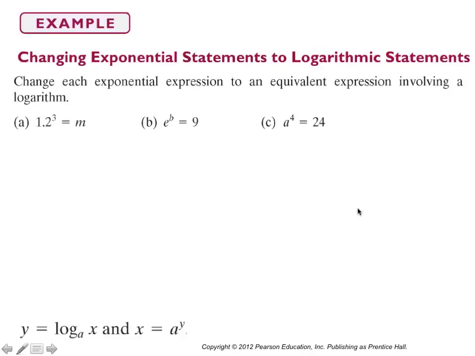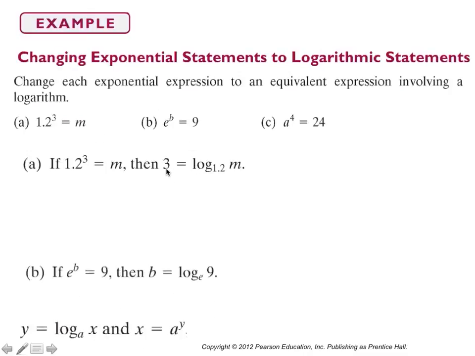Okay, so let's change a couple of exponential statements into logarithmic statements. This should be kind of a no-brainer at this point, so you should be able to do this basically in your sleep, all right? So if we have 1.2 cubed equals m, that's going to be the same thing as saying 3 equals log base 1.2 of m. So 1.2 is our base, so it's still our base here. Our exponent is now by itself.